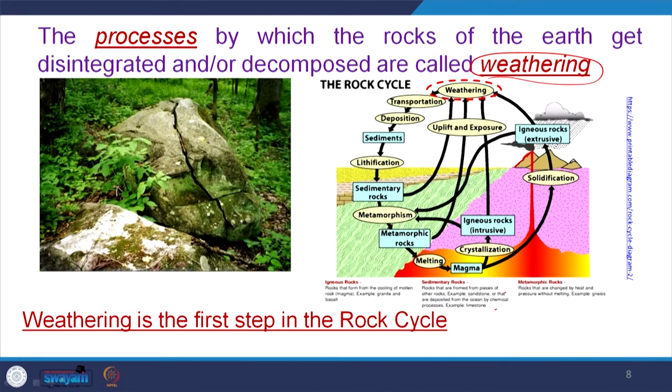Rock cycle, if you see here, this is a very nice figure. Here in the rock cycle we consider three types of rocks: igneous rocks also get weathered, metamorphic rock gets weathered, sedimentary rock gets weathered. So, what will be the weathered product? This product will be soil. So, irrespective of the rock types, if it is getting weathered, that is decomposing or disintegrating.